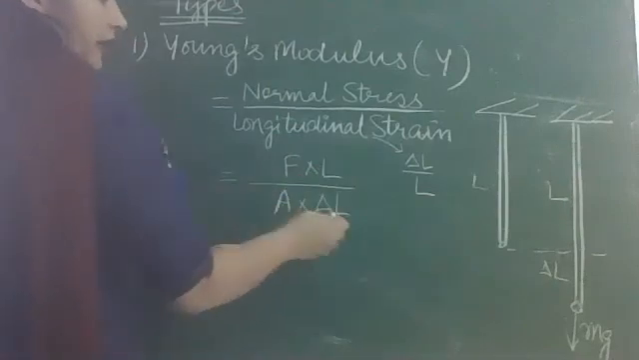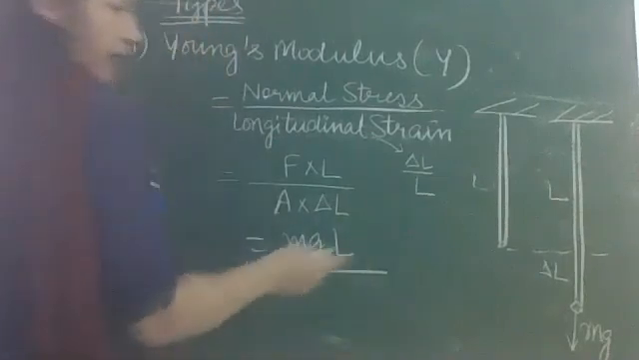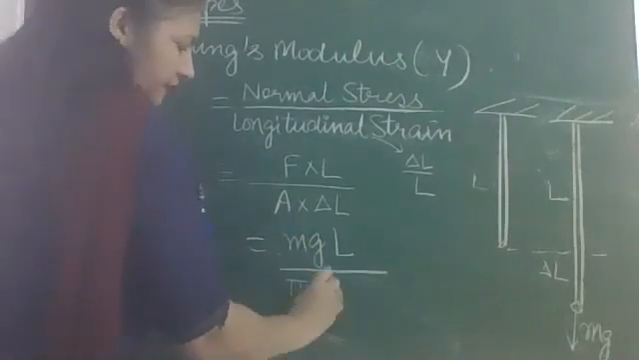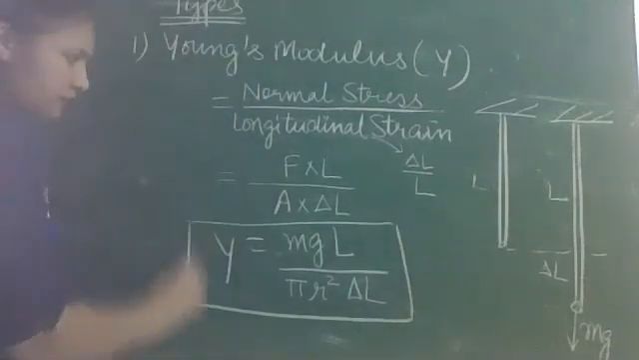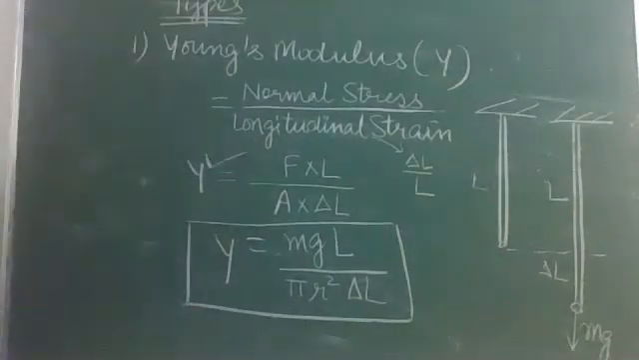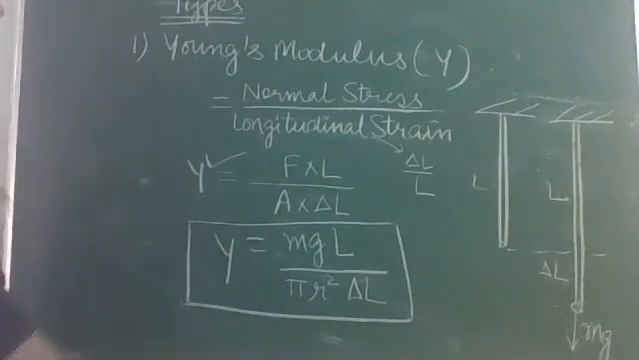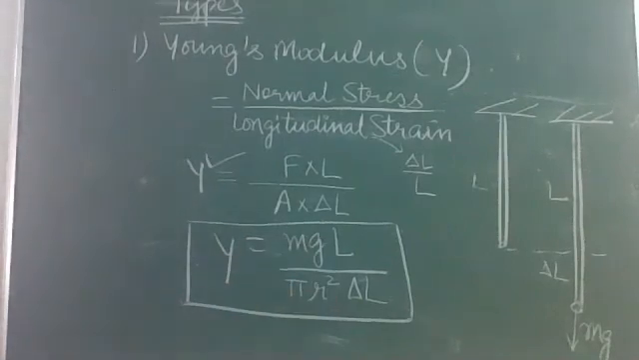So FL over A delta L. And in this case, the force is weight, so we write mgL, and the area of cross section of this cylindrical wire, that is a circle, is pi r square. So this becomes the formula for Young's modulus. This is the basic formula applicable to all situations. But for this particular situation, when we freely suspend a wire, we can write this also. Look at it carefully. Young's modulus is mg into L upon pi r square into delta L.